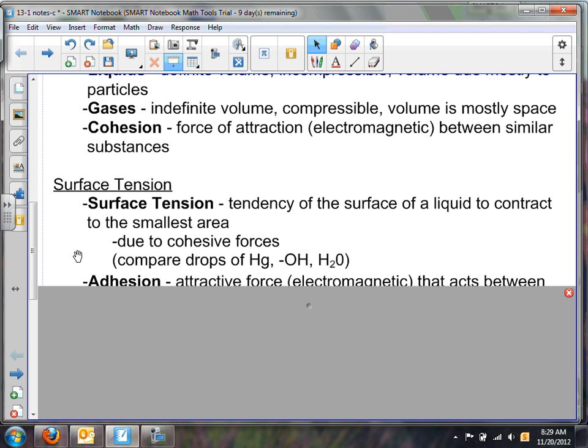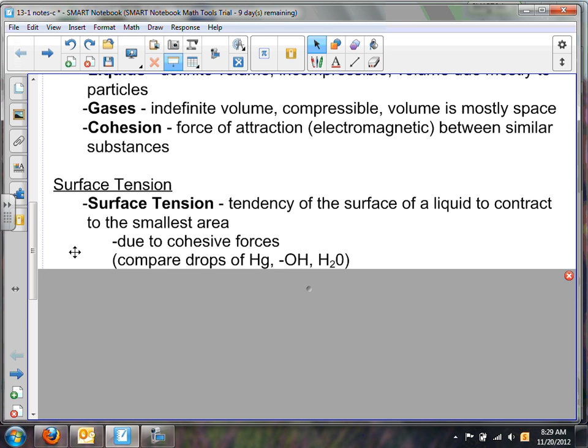If you look in your book on page 323, you've got a really nice picture of a drop of mercury, alcohol, and water. And you'll notice the mercury just kind of balls up together into a sphere. That's because it has really, really strong cohesive forces. It wants to keep it together. And obviously the alcohol on the far right is the weakest. Water's in the middle, pretty strong too.